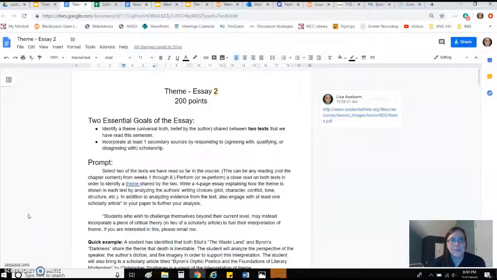All right, so just like your previous essay, this one is worth 200 points. And the goals of the essay, it's really two big ones. First of all, it's kind of pulling out what we talked about at the beginning of this second unit, which is theme, trying to identify a theme shared between two texts that we have read this semester. There's also a secondary goal, and that's to get you guys introduced to scholarly research.